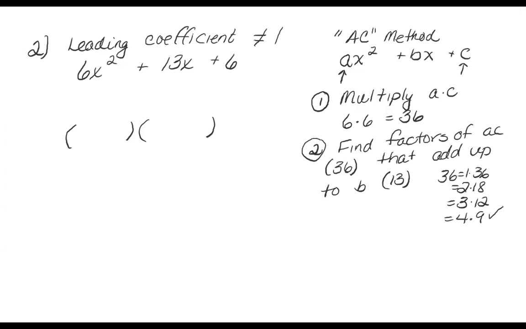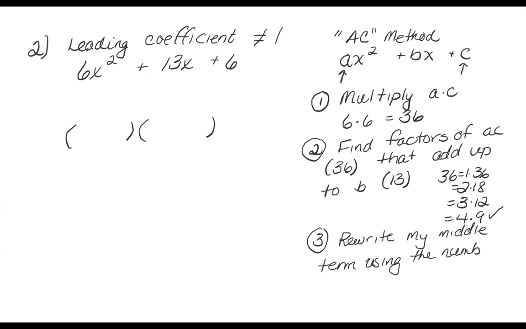So once I have them, I'm going to rewrite my middle term using the numbers from step 2. In other words, I'm going to take that middle term and I'm going to write it as 4x plus 9x. And now I have 4 terms in my expression.